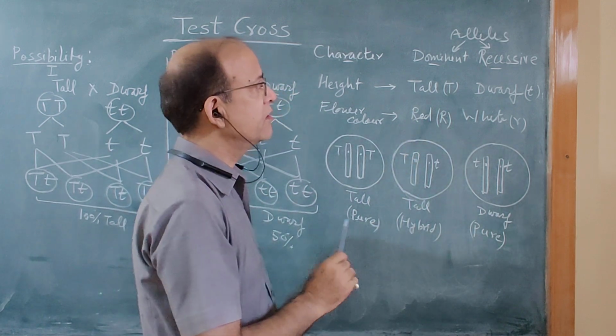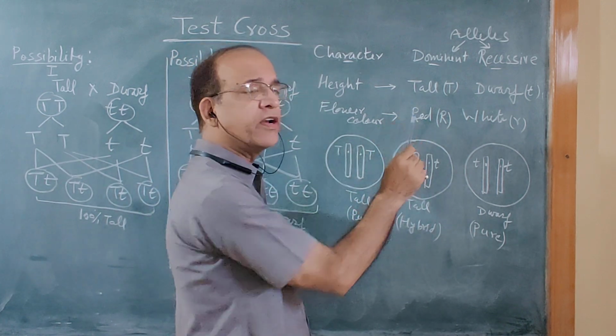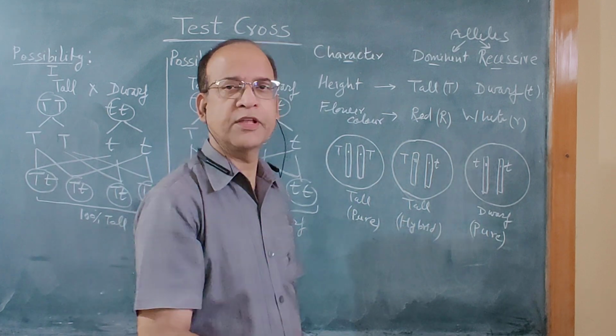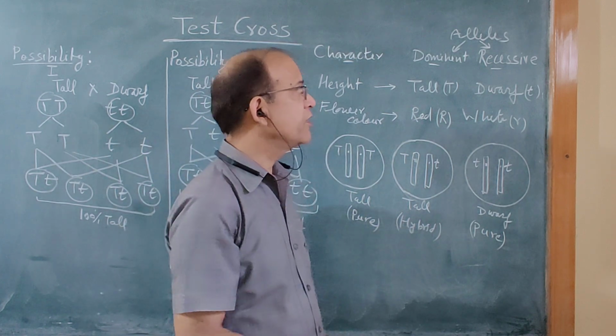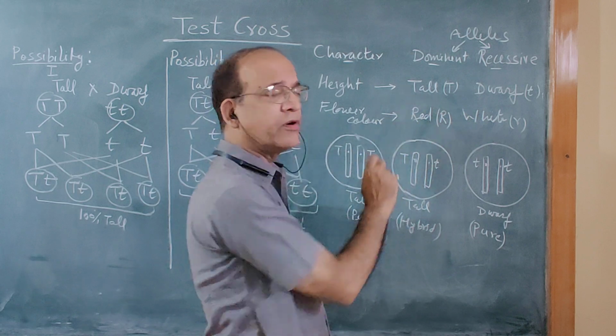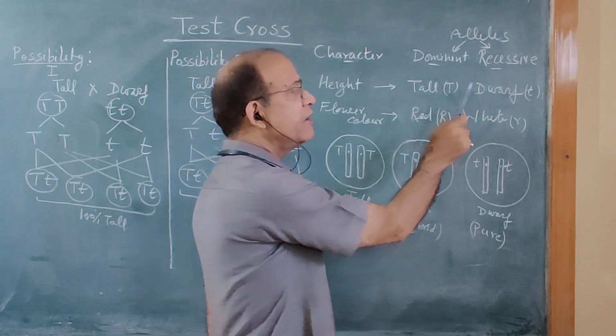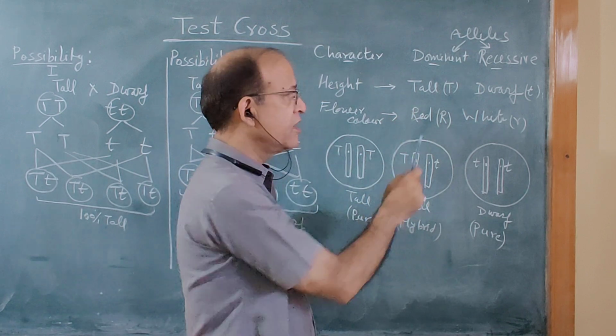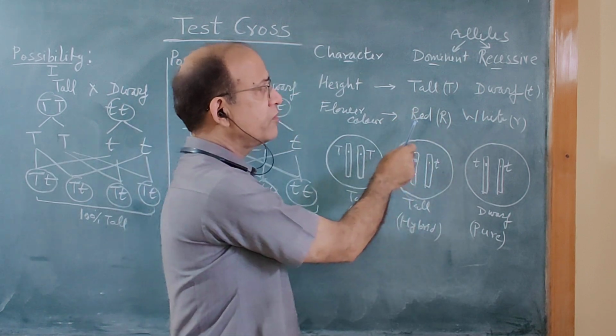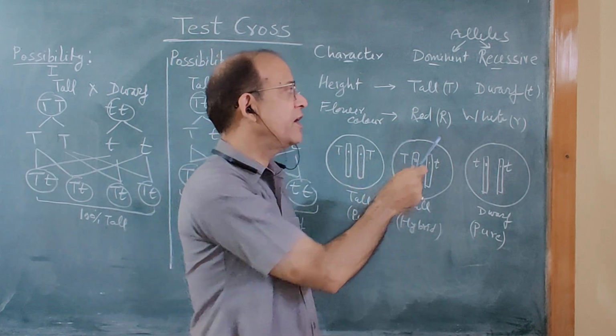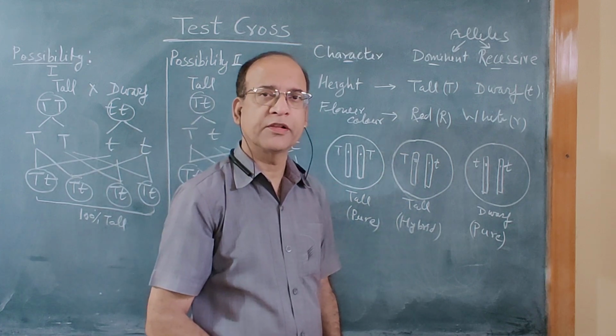In each pair, one allele is dominant and one allele is recessive. For example, in the pair of tall and dwarf, the allele for tallness is dominant and the allele for dwarfness is recessive. In this pair, the allele for red flower is dominant and the allele for white flower is recessive.